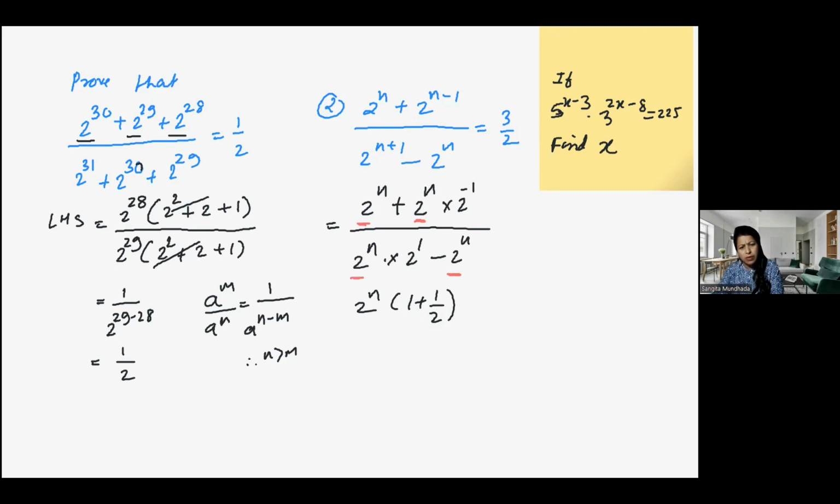divided by 2 raised to n into (2 minus 1). So 2 raised to n and 2 raised to n we are going to cancel, and it is equal to 1 plus 1 by 2, that is 2 plus 1, 3 by 2, over 2 minus 1. So it is equal to 3 by 2.